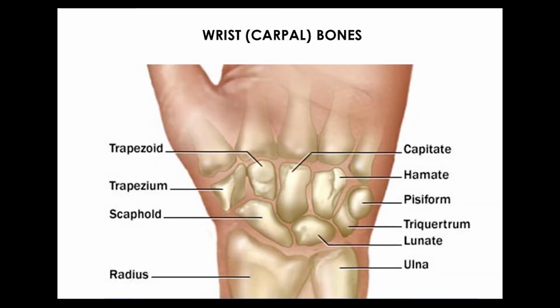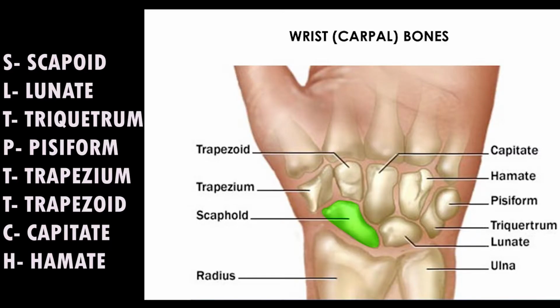So guys, you got 8 carpal bones in your wrist: scaphoid, lunate, triquetrum, pisiform, trapezium, trapezoid, capitate and hamate. There is a mnemonic to remember all these carpal bones. The mnemonic is "she looks too pretty, try to catch her." So S for scaphoid, L for lunate, T for triquetrum, P for pisiform, then T for trapezium, then again T for trapezoid, C for capitate, H for hamate.